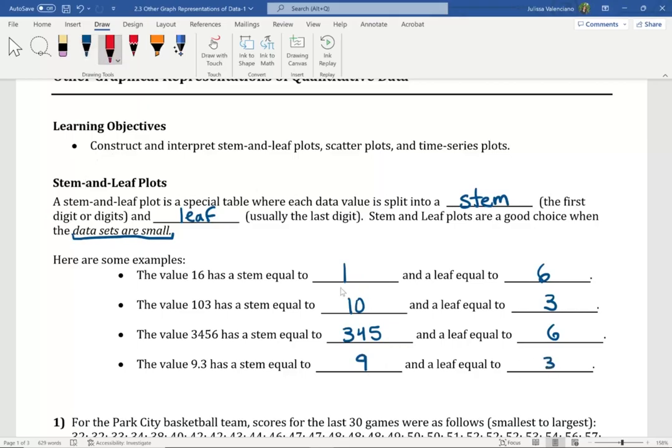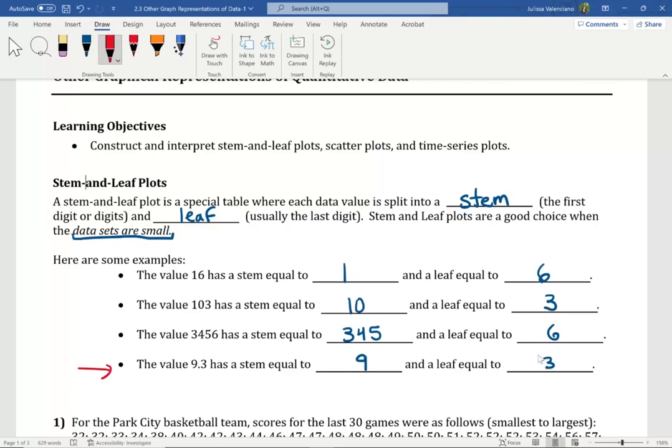If I tell you that the stem is 1 and the leaf is 6, you could assume that this is equal to 16. Same thing with the stem being 10 and the leaf being 3. You could assume that that corresponds to the value 103. Now, you might be wondering, what about the last one? If I see a stem equal to 9 and a leaf equal to 3, it's possible for me to think that we're referring to the number 93 instead of 9.3.